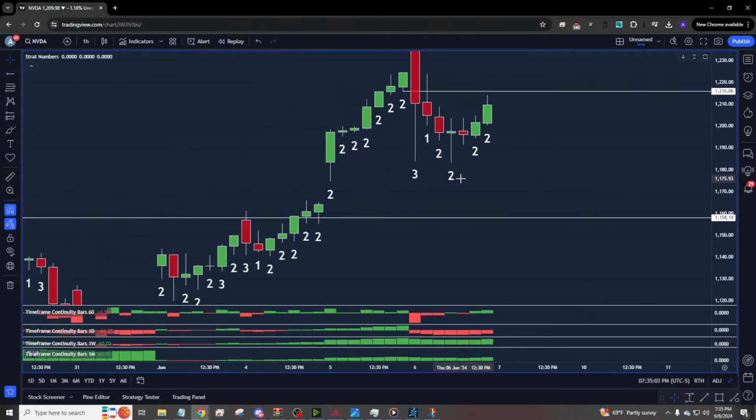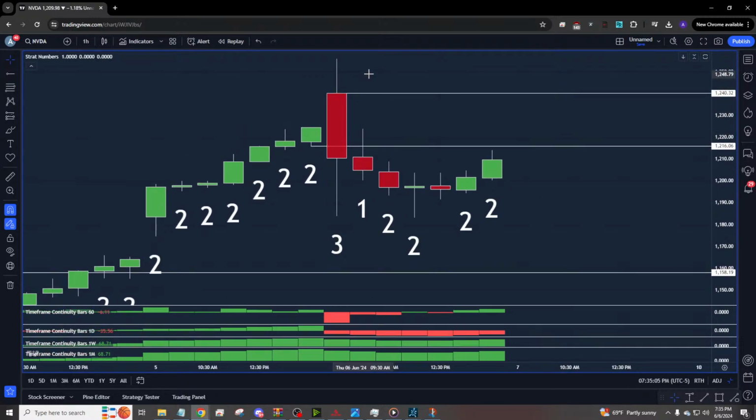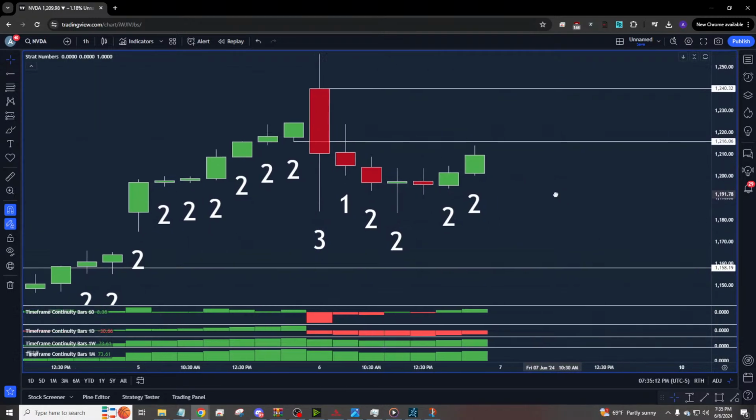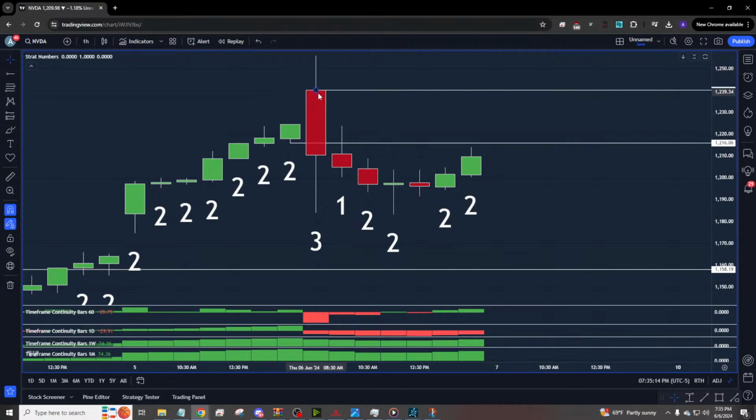Why are the daily bars all red? Because today we're below the daily open here. This is a 60 chart, but you can see our continuity. So the day and 60 sellers, they're in here this morning.